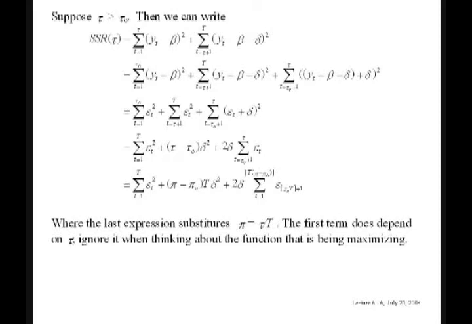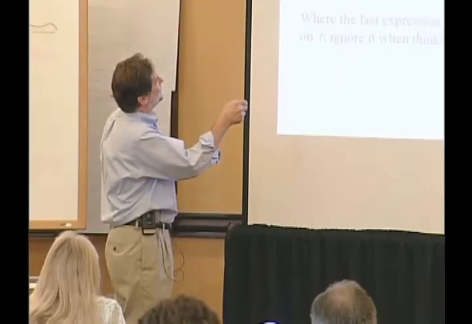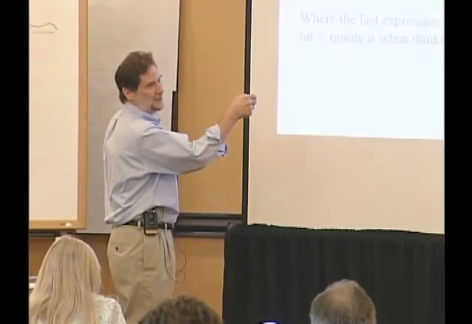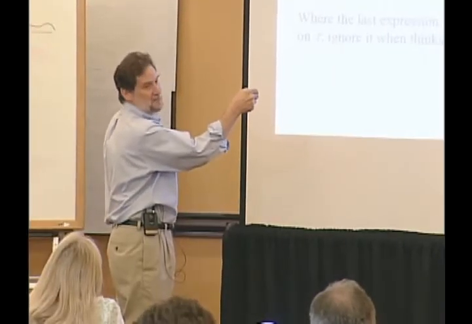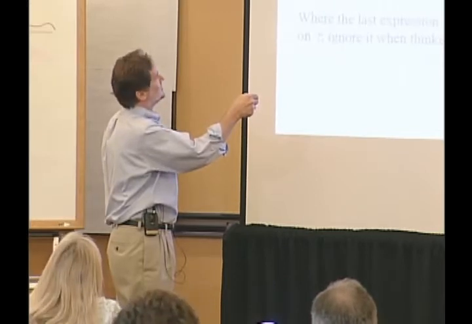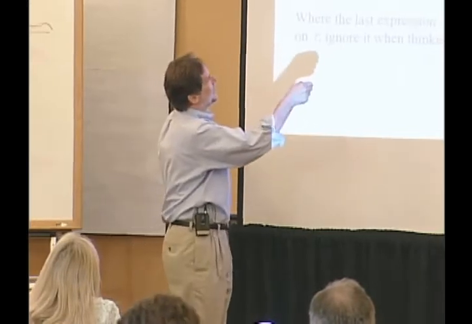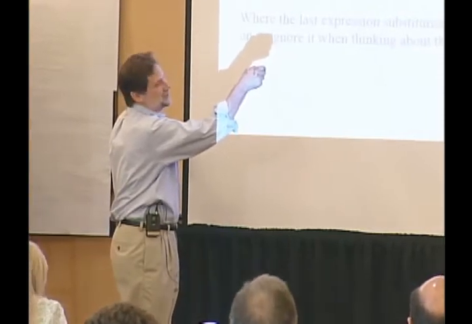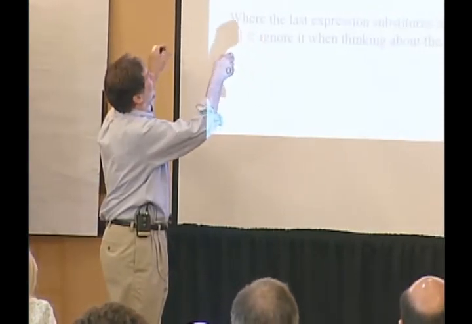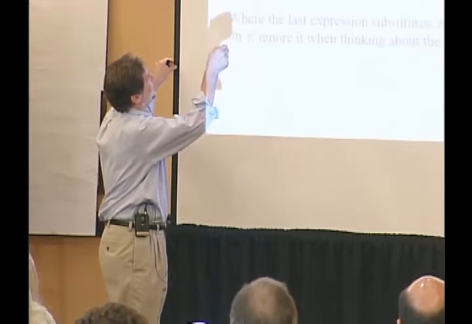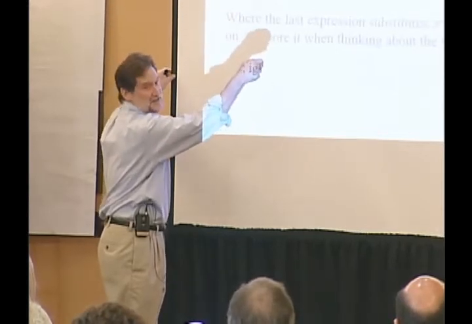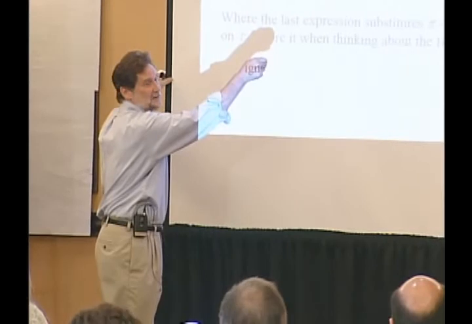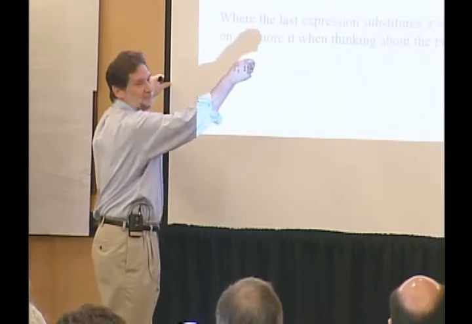Well, now look at this. What's this? This is t goes from 1 to tau naught. That's just epsilon, so that's epsilon t squared. This is t goes from tau plus 1 to T. Tau naught's less than tau, so these are just epsilons. I deviated this from the right mean, so these are all epsilons.